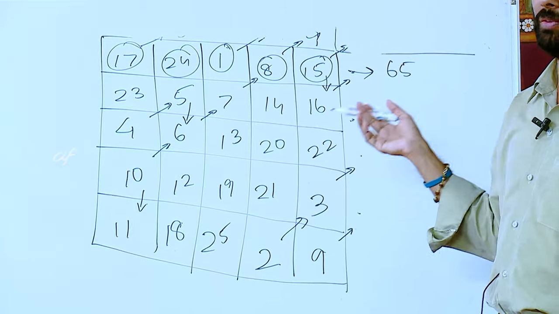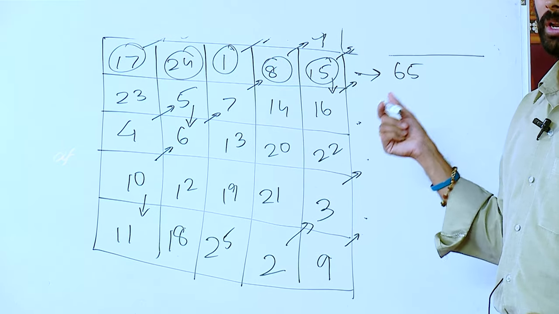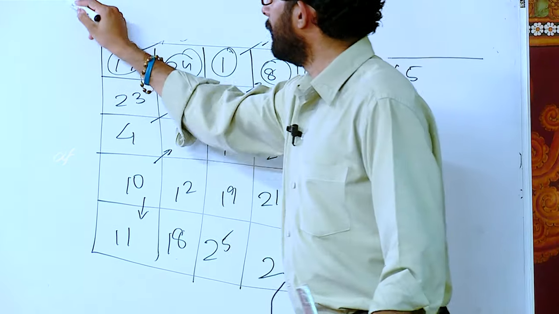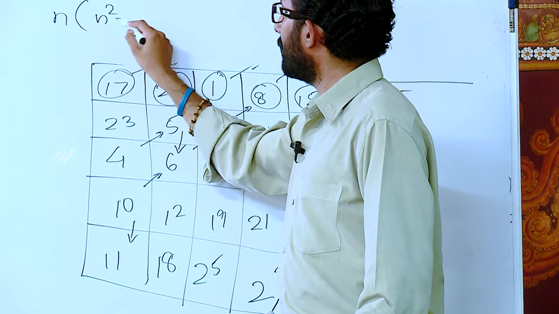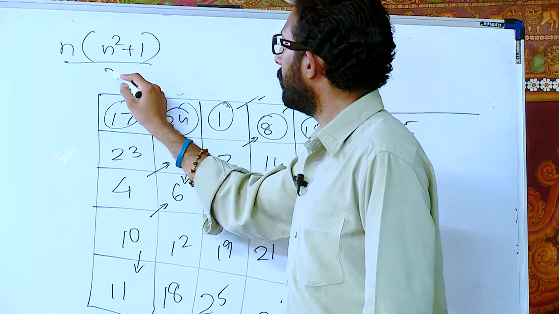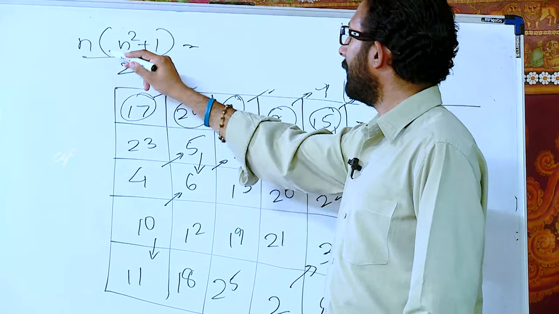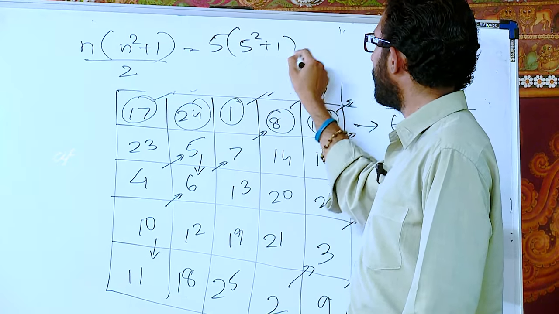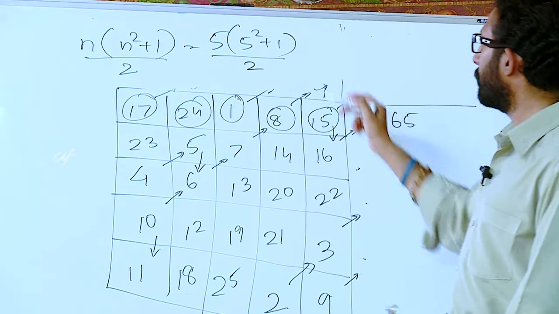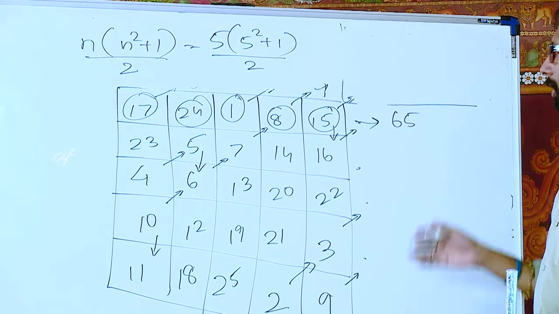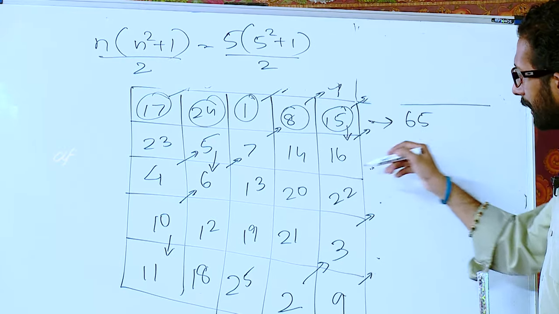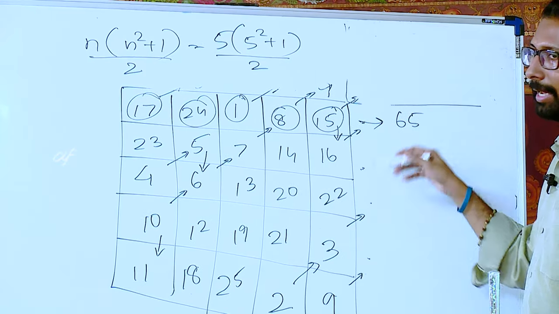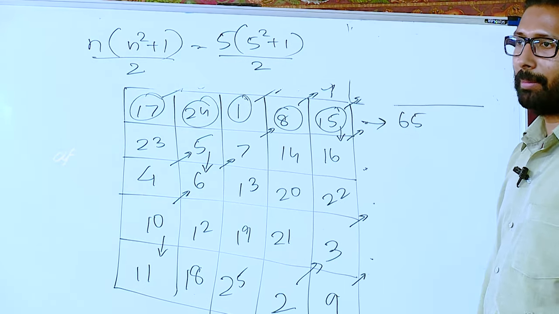What was the formula for finding the magic constant for a regular magic square? N into N square plus 1 divided by 2. So N is the number of rows and columns, 5 into 5 square plus 1 divided by 2. So 5 into 26 divided by 2, 5 into 13 is 65. Now you can check for every row, column and diagonal. You will get the same magic constant.